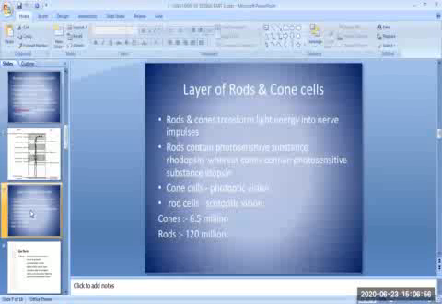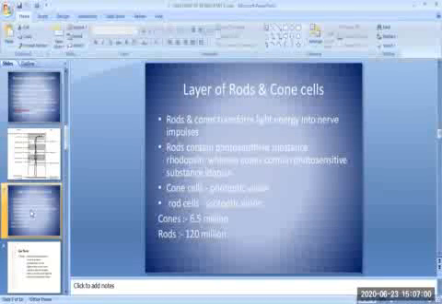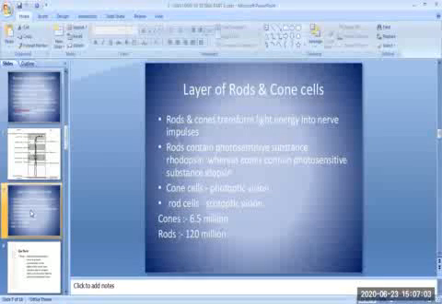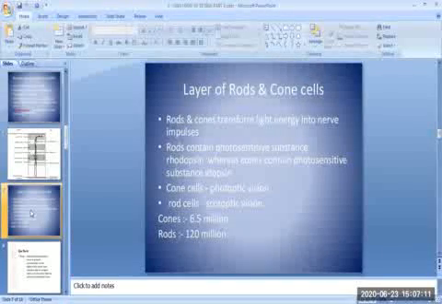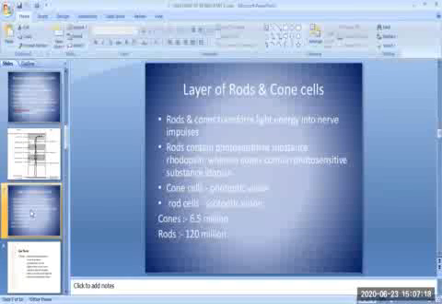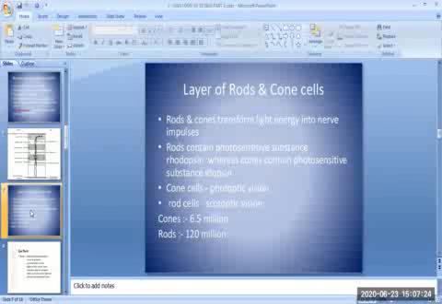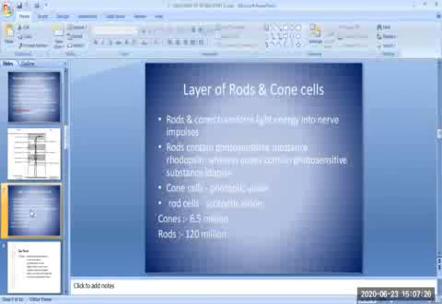The second layer is the layer of rods and cones. Rods and cones transform light energy into nerve impulses. Rods contain the photosensitive substance rhodopsin, whereas cones contain the photosensitive substance iodopsin. The cone cells are helpful in photopic vision and rod cells in scotopic vision. The cones are about 6.5 million and the rods are about 120 million.